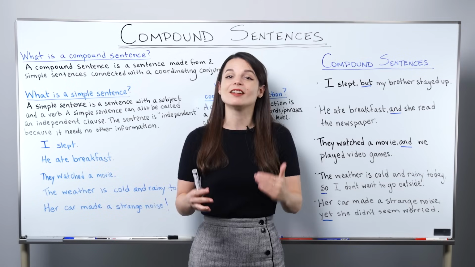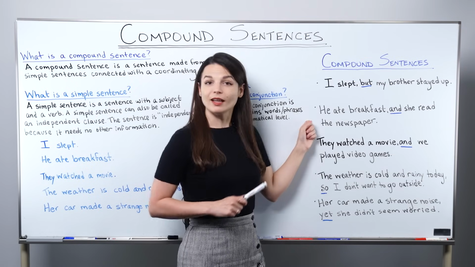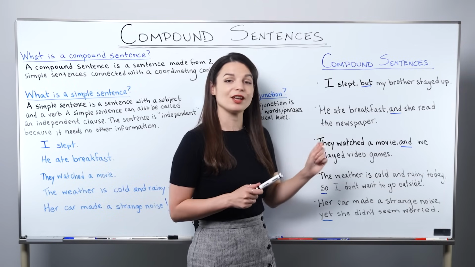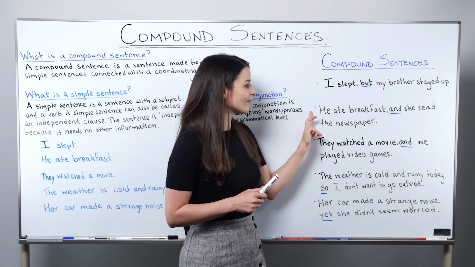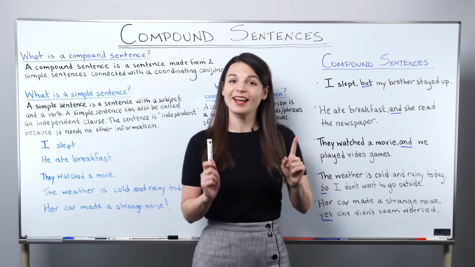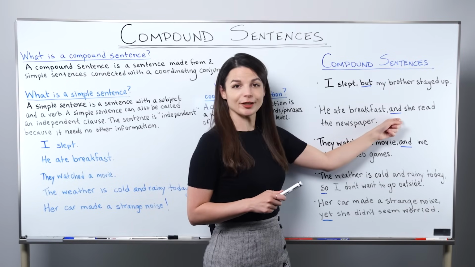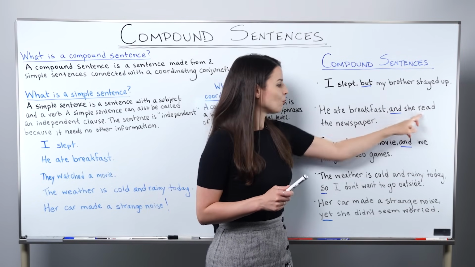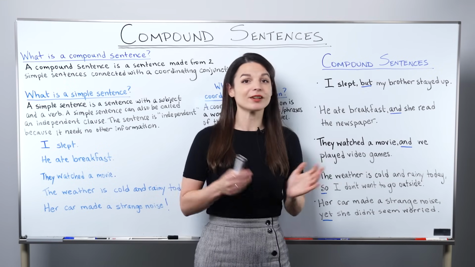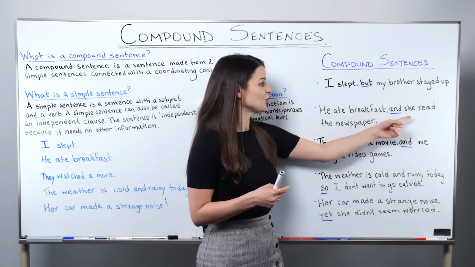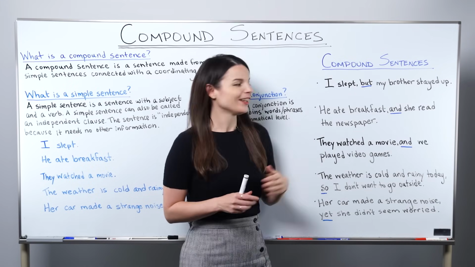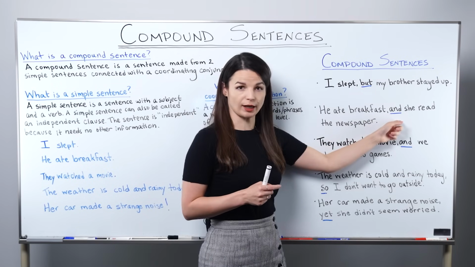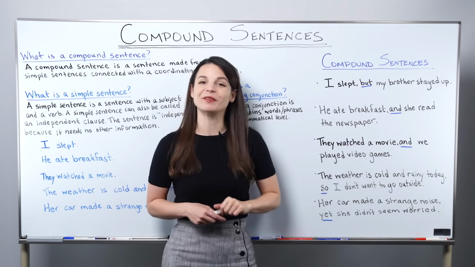Okay? Let's look at another example. He ate breakfast, and she read the newspaper. So we have this simple sentence, he ate breakfast, and we have our coordinating conjunction, in this case, "and," followed by this simple sentence, she read the newspaper. She read the newspaper is also a simple sentence. Subject, she, and our verb, read. So we have these two ideas, simple sentences, joined by a coordinating conjunction.